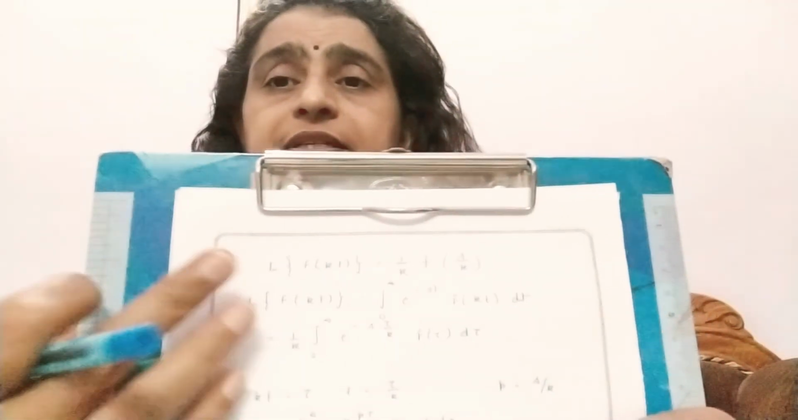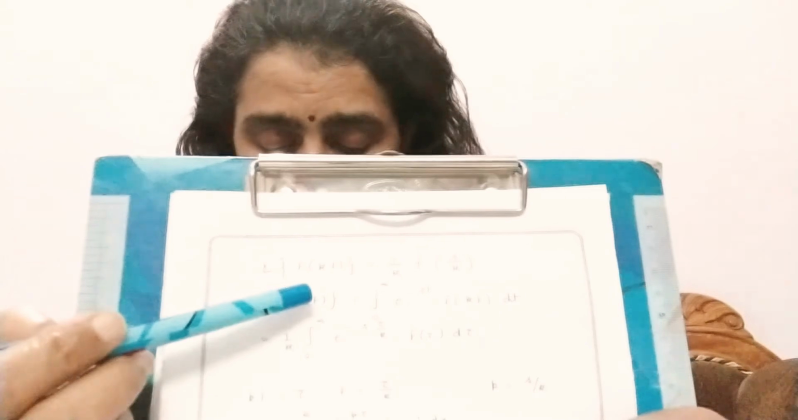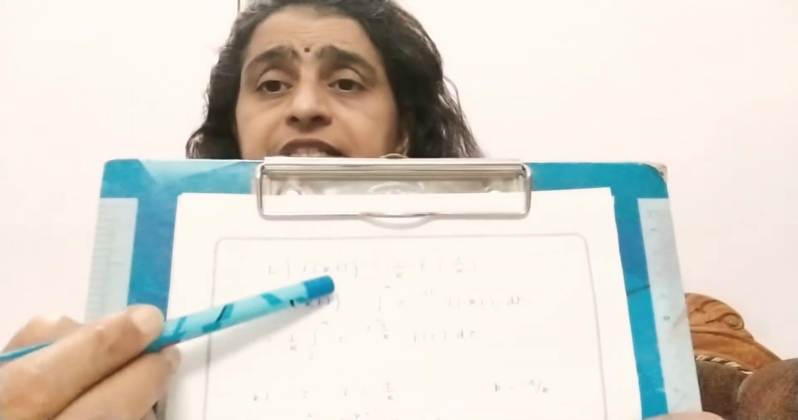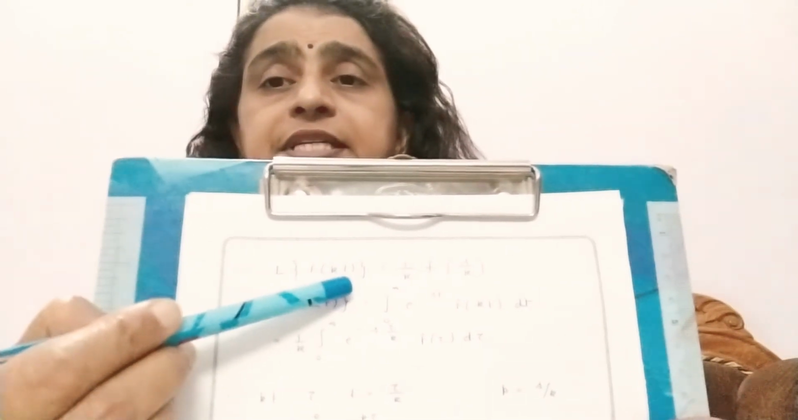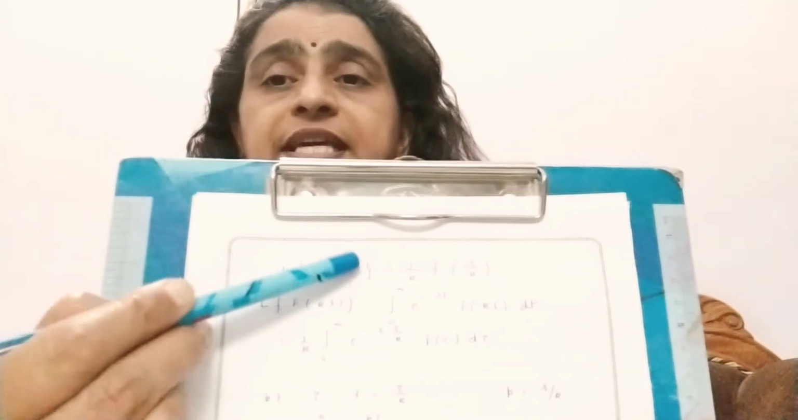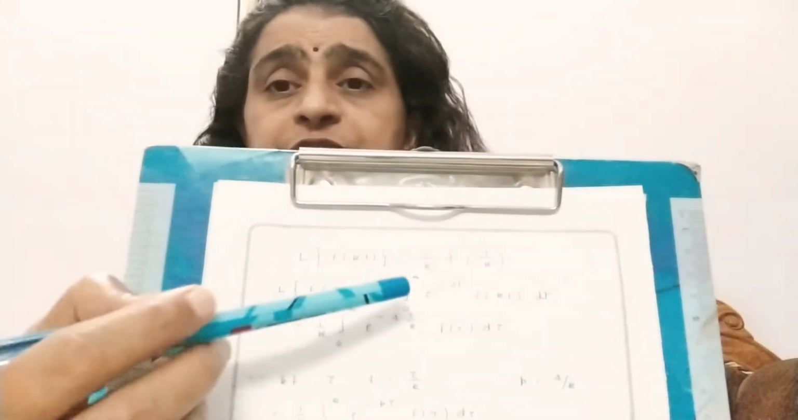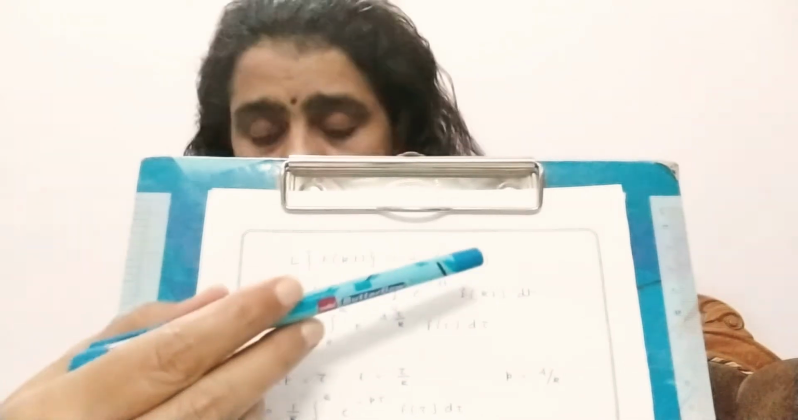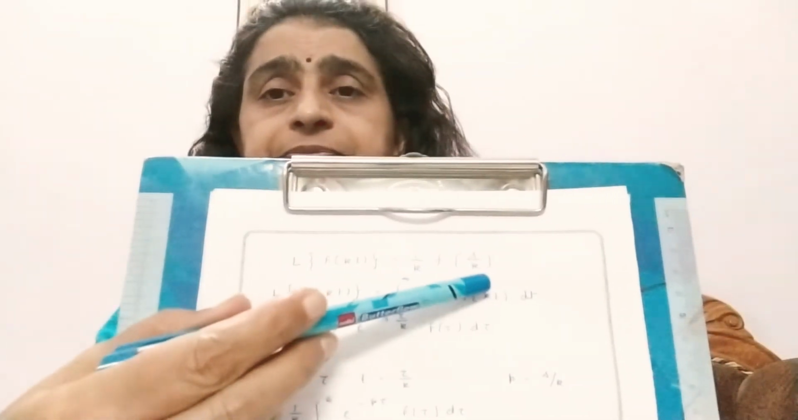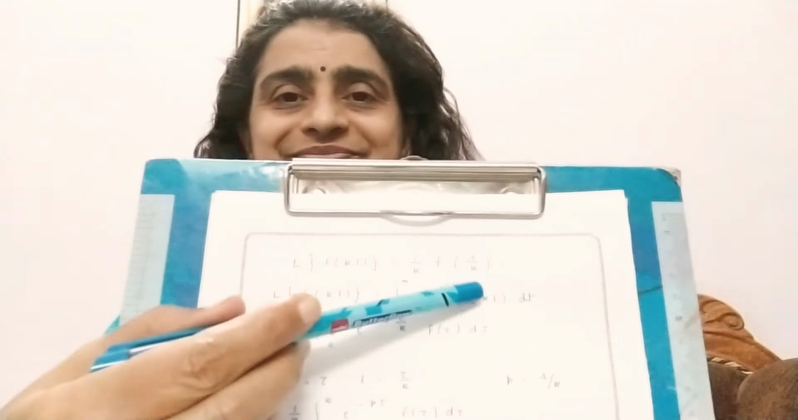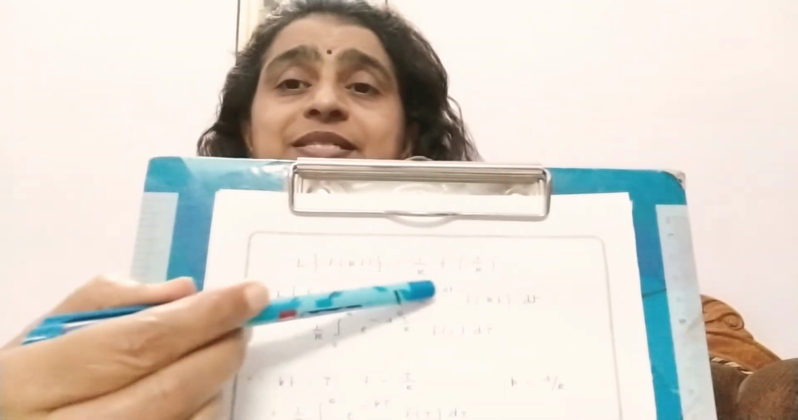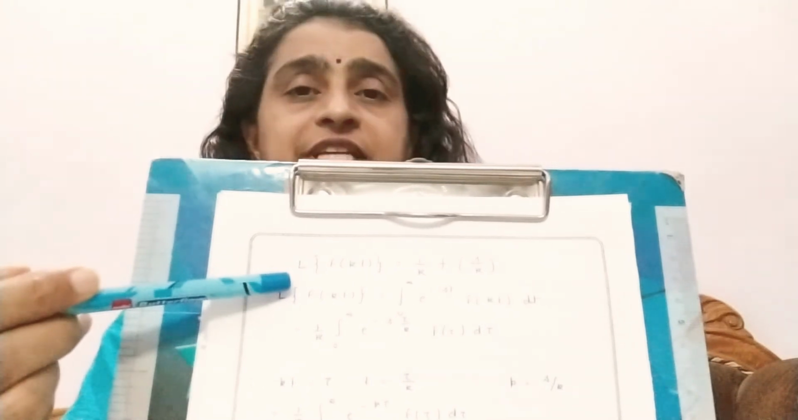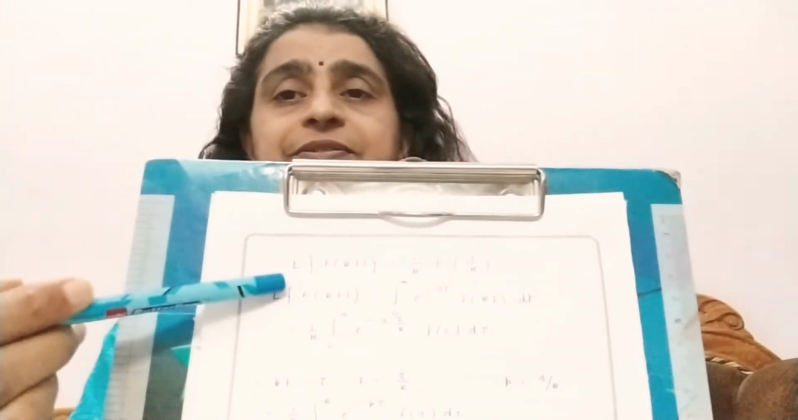The left hand side will be L of f(kt), meaning variable t is multiplied by this quantity k, and the right hand side will be equal to 1 upon k times F of s divided by k. So this is the statement of the change of scale property.